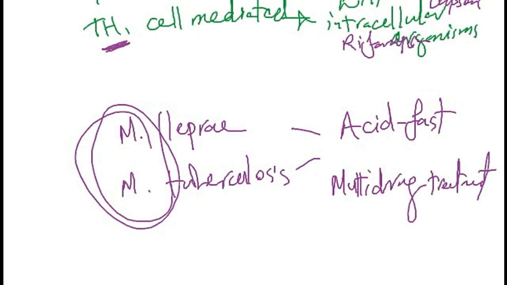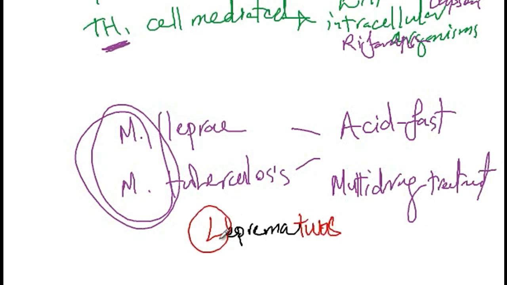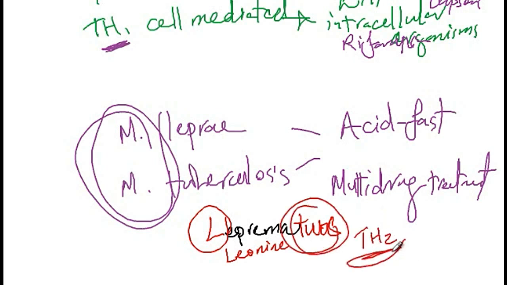And the mnemonic that you can use to differentiate lepromatous from tuberculoid leprosy is this: in lepromatous, L goes for leonine faces, and 2 goes for the Th2 response in these patients, which will block the Th1 cellular response. So just keep that in mind. The lepromatous form is associated with leonine faces and induces the Th2 humoral response. And that concludes our discussion.